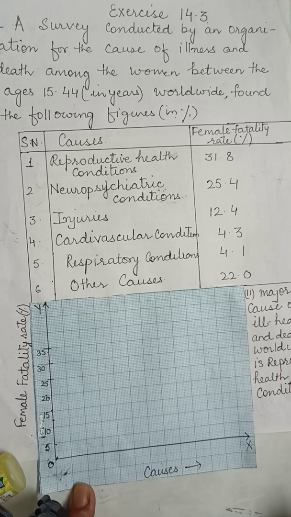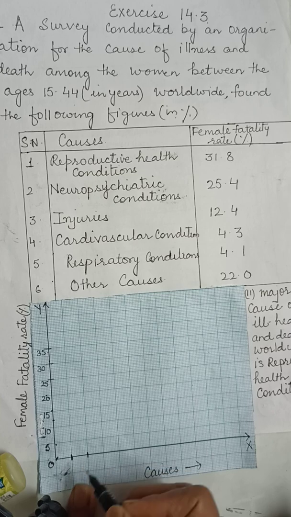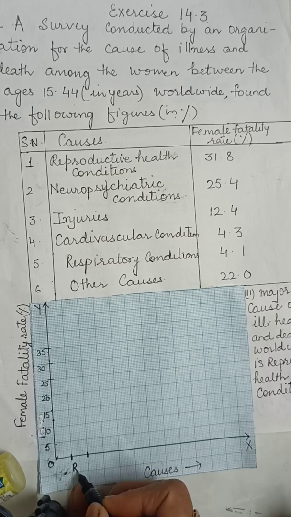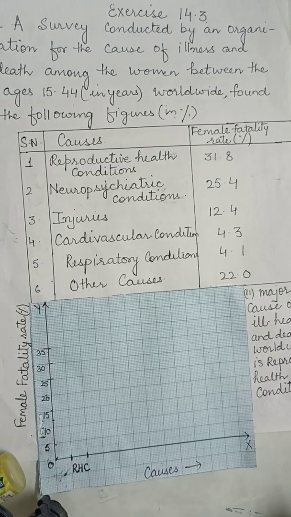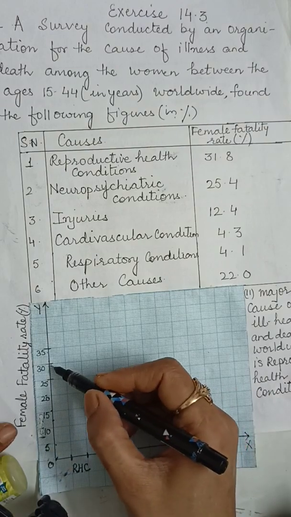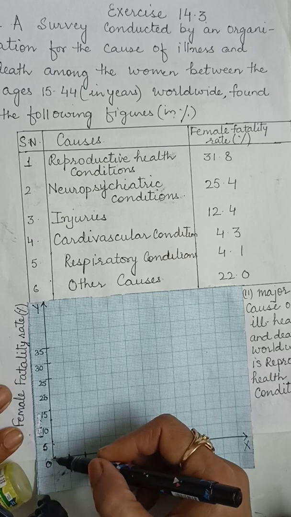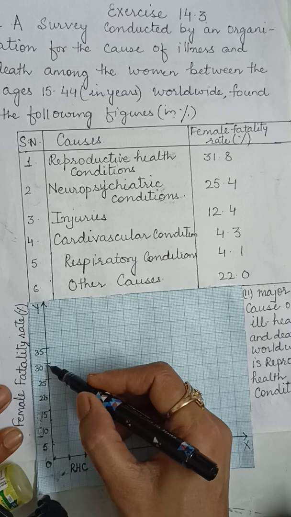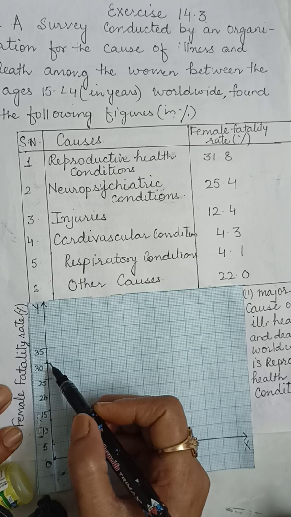So the first cause is reproductive health condition, and I am taking the first block for it. This is 31.8. Here we are taking one unit as 5, which means one line represents a half. So after 30, the first line is 30.5, the second line is 31, the third line is 31.5, and the fourth line is 32.